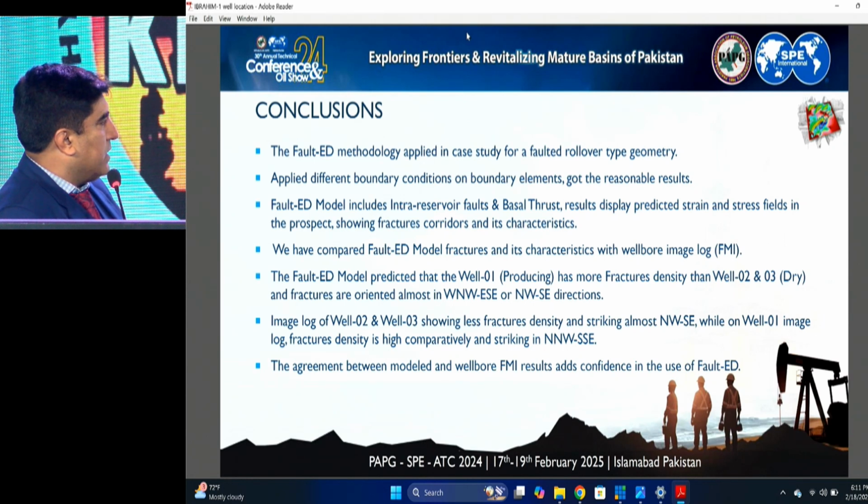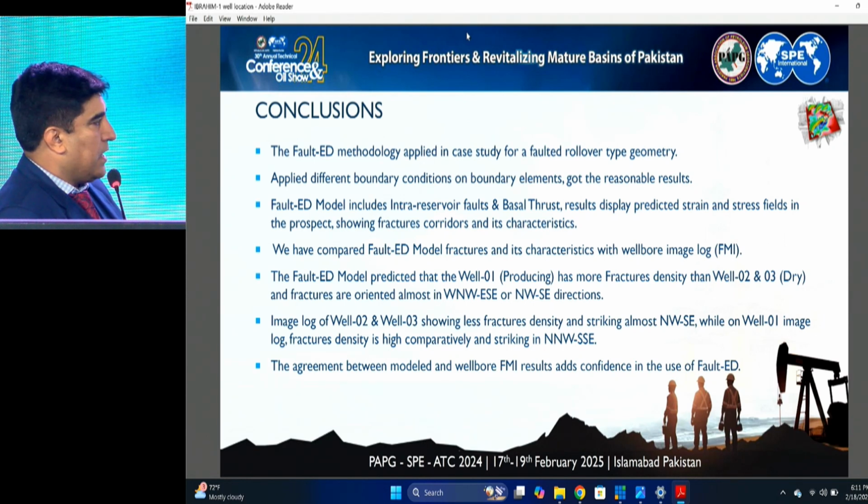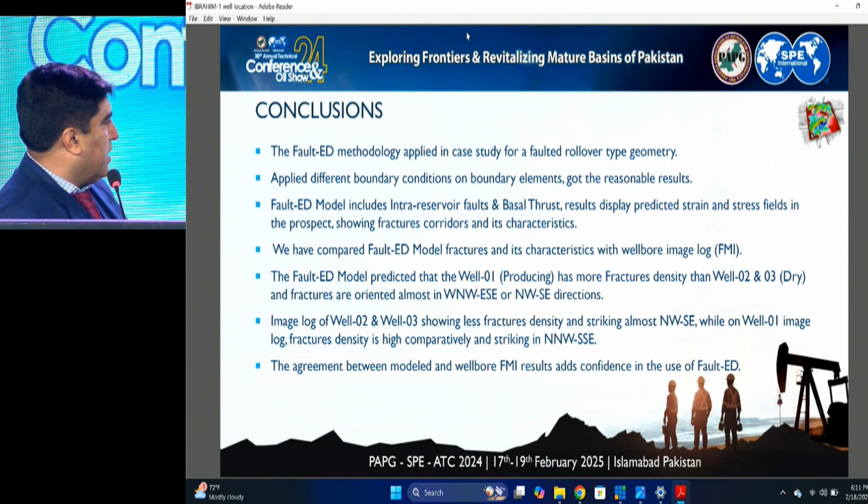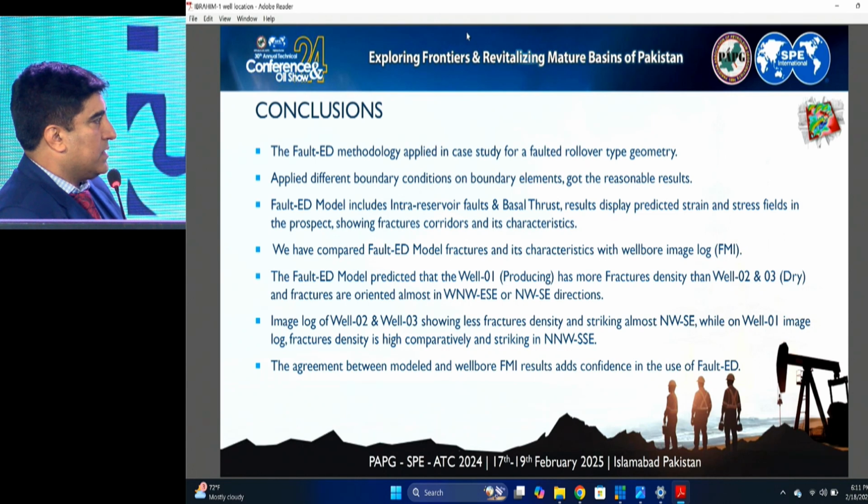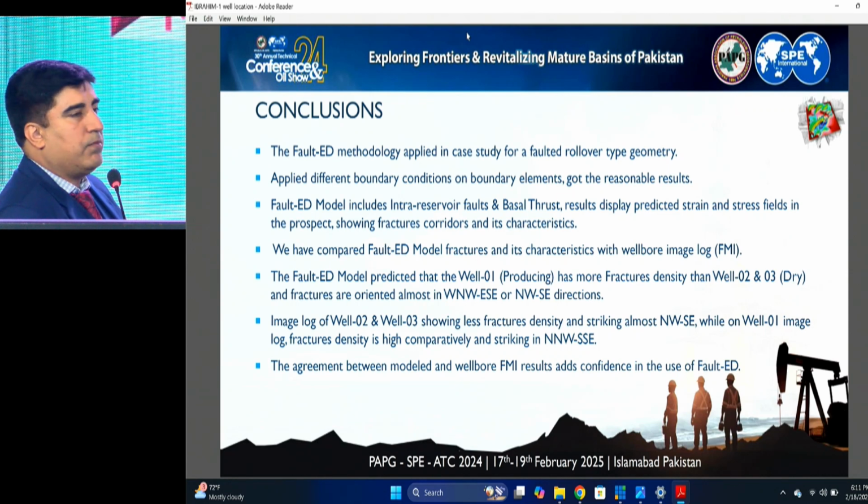Image logs of wells 2 and 3 show less fracture density and strike almost northwest-southeast, while well 1 image log fracture density is comparatively high and striking north-northwest, south-southeast. The agreement between model and wellbore FMI results adds confidence in the use of fault ED methodology for fracture corridor identification.